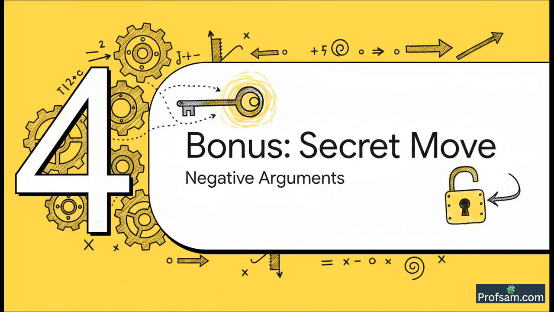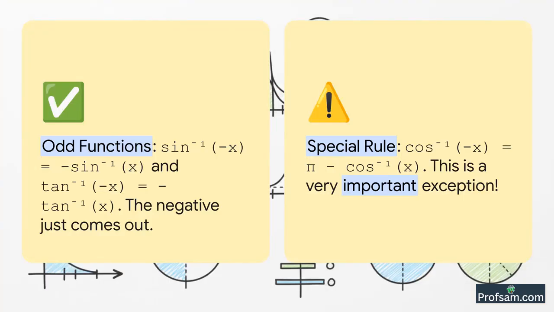This is something a lot of students forget about, and it's how to deal with negative values inside the function. Okay. So for sin inverse and tan inverse, it's super simple. The negative sign just pops right out to the front of the function. Easy, right? But cos inverse is the special one. It plays by its own rules. Please remember the special rule. Cos inverse of -x becomes pi minus cos inverse of x. It's a very common trap, so be extra careful with this one.